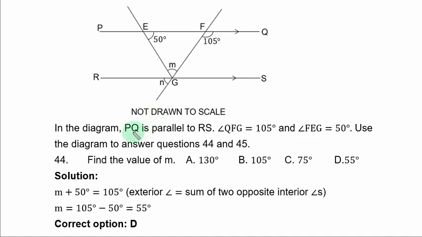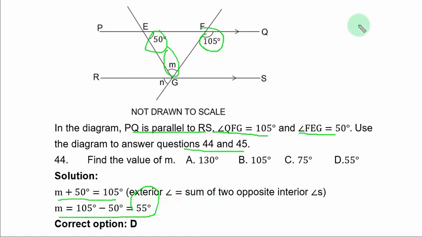In the diagram, PQ is parallel to RS. Angle QFG is 105 degrees. Angle FEG is 50 degrees. Use the diagram to answer questions 44 and 45. Question 44. Find the value of m. Now look at 50. Look at m, the interior angle, and look at this exterior angle of a triangle. You have it that m plus 50 degrees is equal to 105. Collect like terms. So m is equal to 105 degrees minus 50 degrees, and that is 55 degrees. D is the correct option.